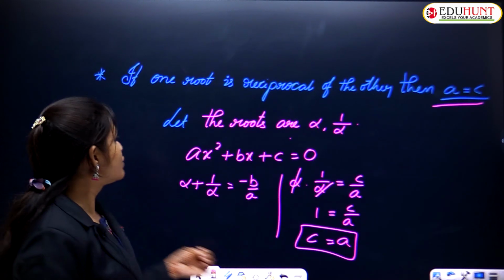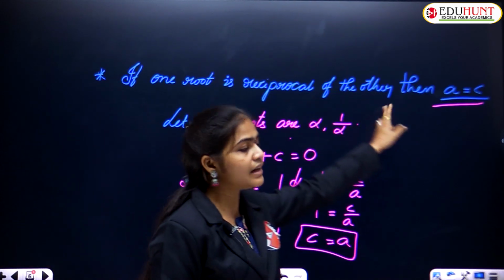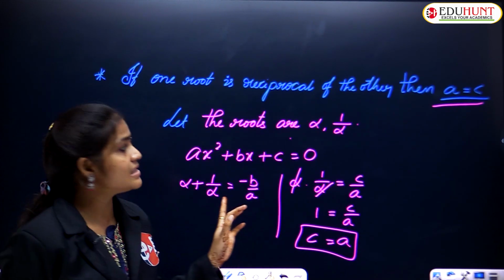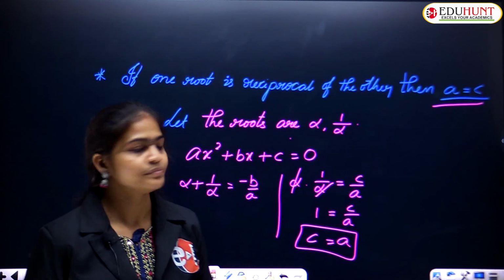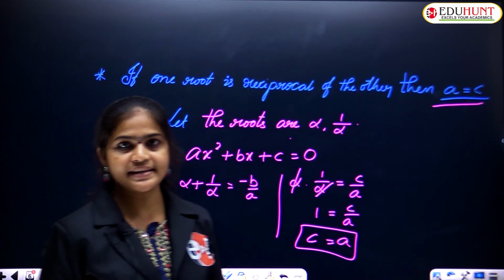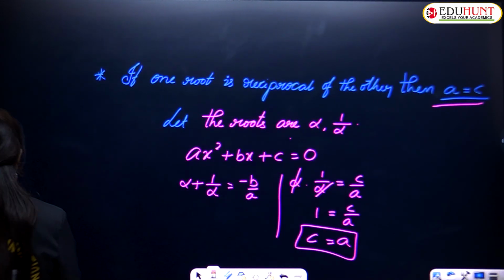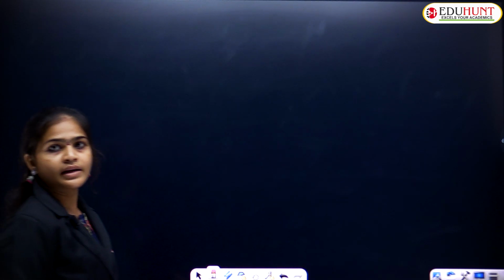Am I clear to you? So what is that condition? Once again, see, if one root is reciprocal of the other, then a is equal to c. Clear? Yes. This is the next point, and we still have one more condition. Let us see that next point.